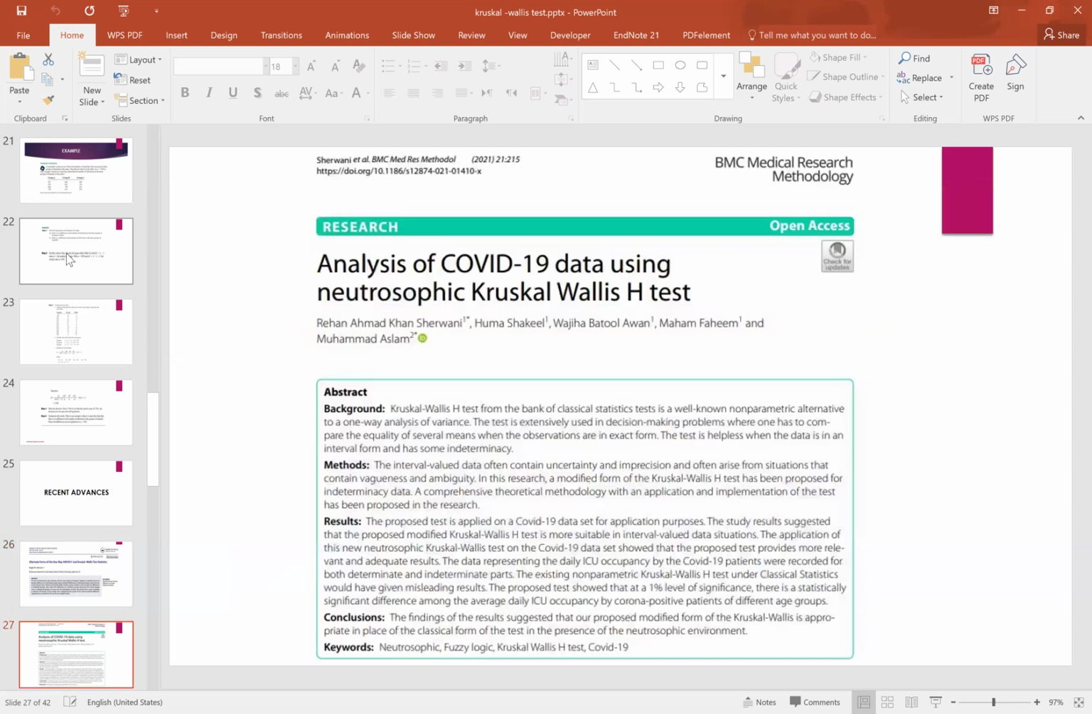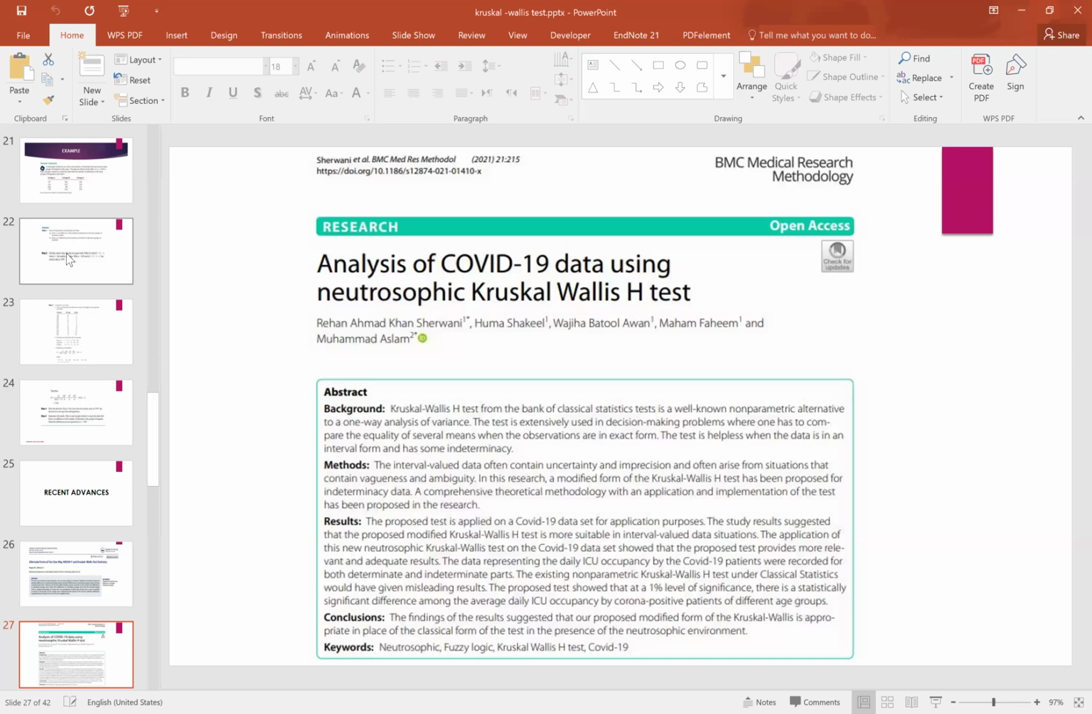The second is analysis of COVID-19 data using the neutrosophic Kruskal-Wallis test. The Kruskal-Wallis H test, from the bank of classical statistics tests, is a well-known non-parametric alternative to a one-way analysis of variance.